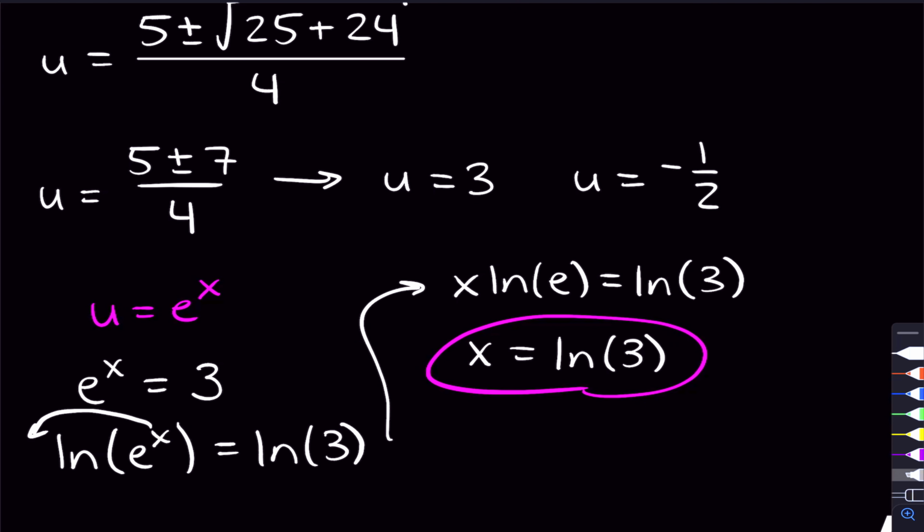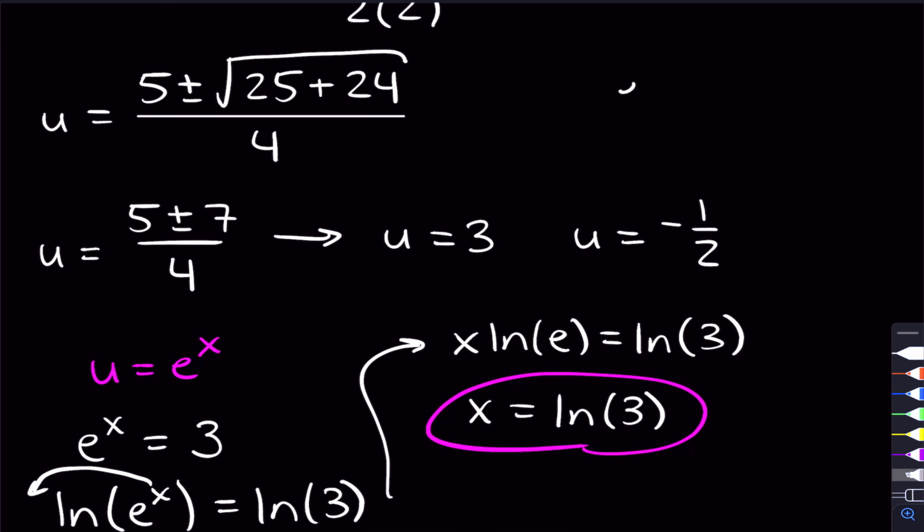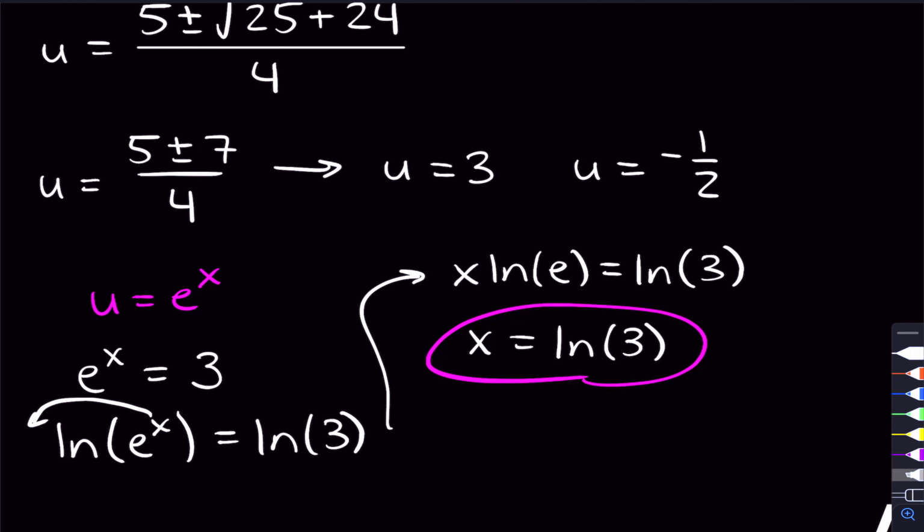Let's look at our other one though, u equals negative 1/2. Well, for that one, if you plug that in, instead of e to the x equals 3, we have e to the x equals negative 1/2. And do you see a problem with this? There's no power that you can put e to. E's a positive number, right? It's 2.718 something. And when you put that to a power, there's no way that you can get a negative number off of that. So what that means is that there's no value of x that can make this happen, and so there's no solution for that one. So that means the only solution that I get for this problem is the natural log of 3.